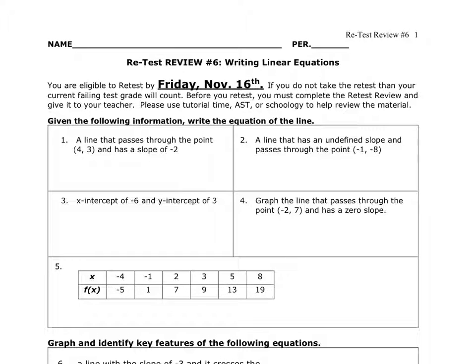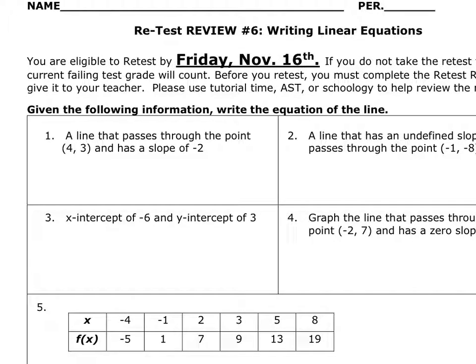This video covers retest review 6 over writing linear equations. Problem 1, they ask me to take the following information and write the equation of the line. So problem 1 is a line that goes through the point (4, 3) and a slope of -2.